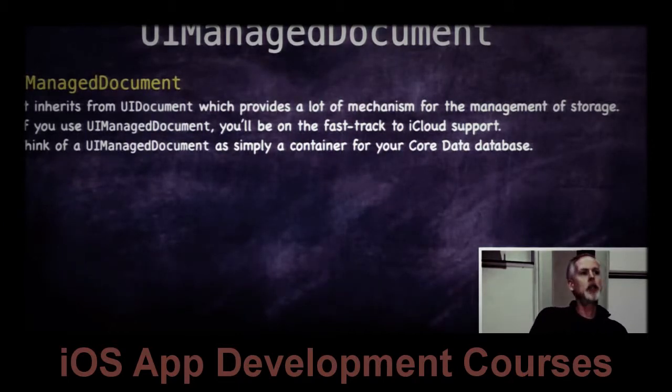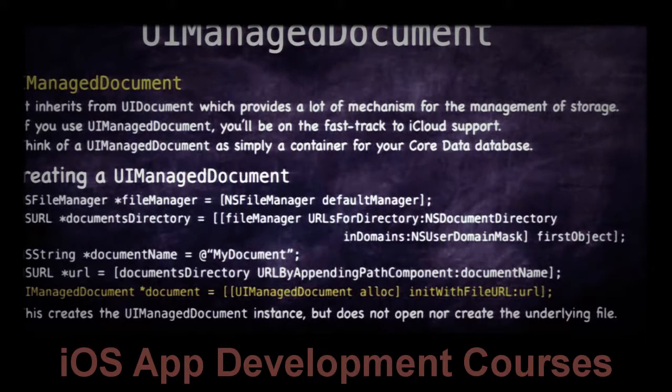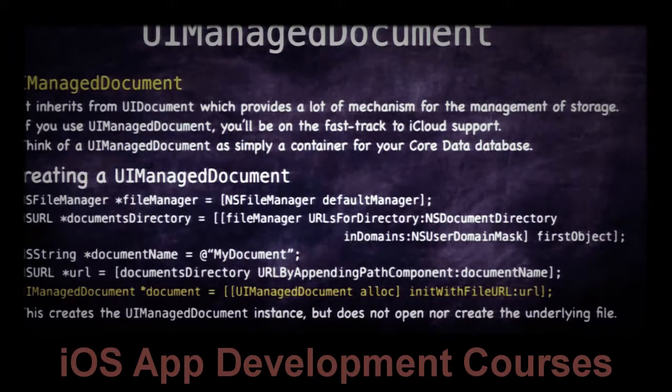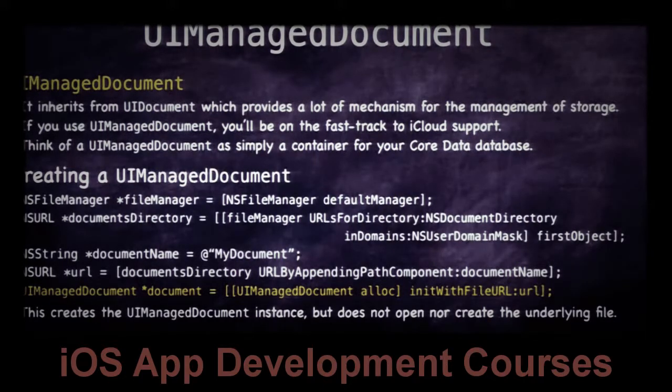Then we'll dive back into, now that we have a context, how do we do Core Data. So here's how you create a UIManagedDocument. You alloc init it. Its designated initializer is initWithFileURL. You have to give it the URL where this Core Data database is going to be stored. I put these four lines of code that are in white, before the yellow here. They describe how you would create a document called My Document in the user's documents directory.